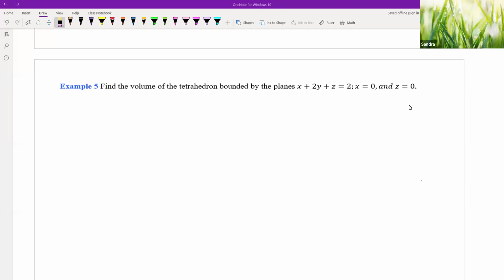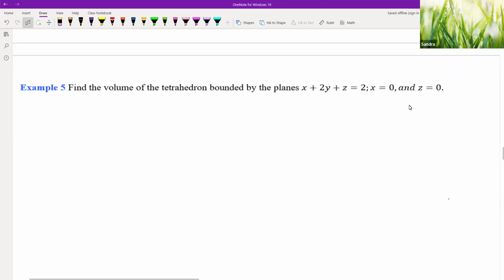Okay, welcome back. This is a continuation of section 15.2, which is double integrals over general regions. And so this is example 5 where we stopped. So let's go ahead and go over this one. Example 5 says, can you find the volume of the tetrahedron bounded by the planes x plus 2y plus z equals 2, x equals 0, and z equals 0?